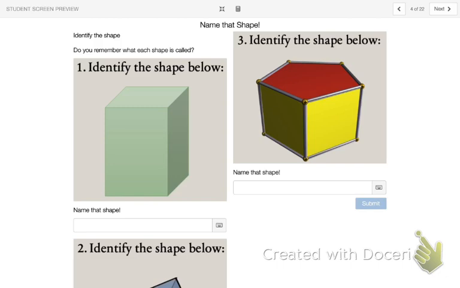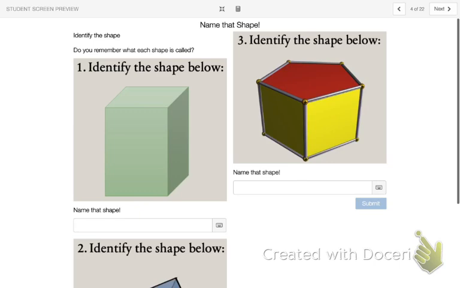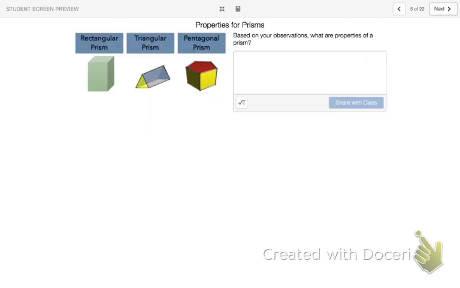Do you remember what each shape is called? Okay, welcome back. Let's see if you got the right answer. So the first shape was rectangular prism, the second shape was triangular prism, and the third shape was pentagonal prism. Take a moment right now. Pause the video, and based on your observations of these 3 shapes, what do you think the properties of a prism are?